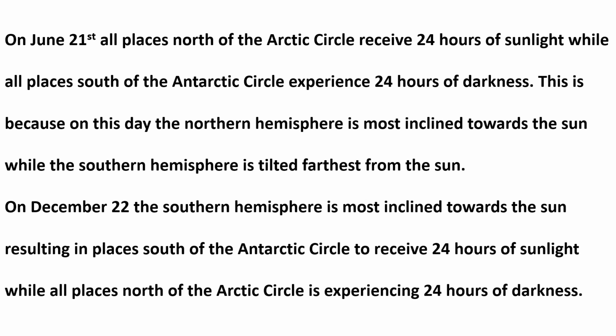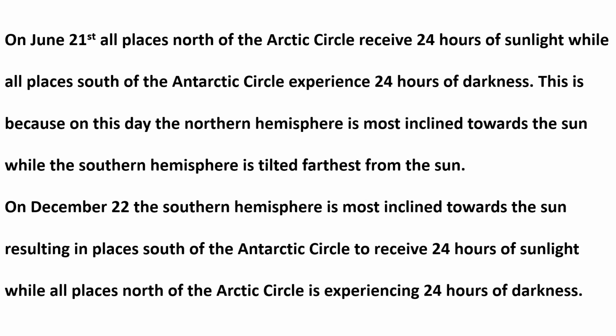Now, on December 22nd, in the northern hemisphere, December 22nd is regarded as the shortest day of the year. And that is because the Earth is going to be tilted away from the sun, even further away than usual. This means that all places north of the Arctic Circle during December 22nd will receive 24 hours of complete darkness.